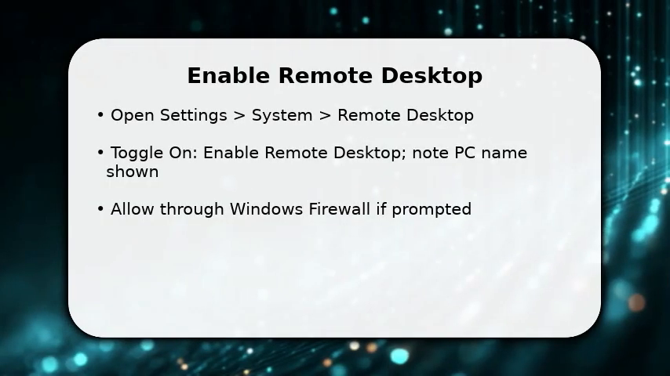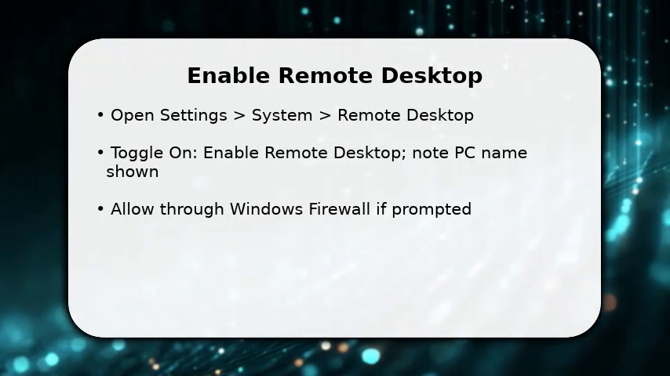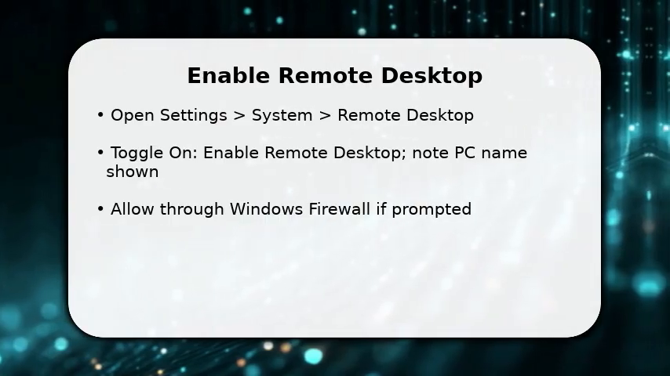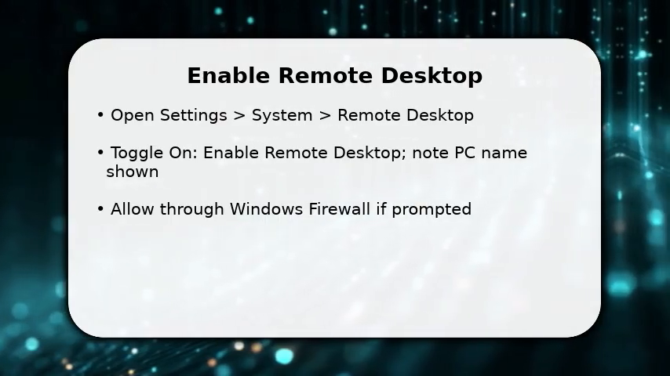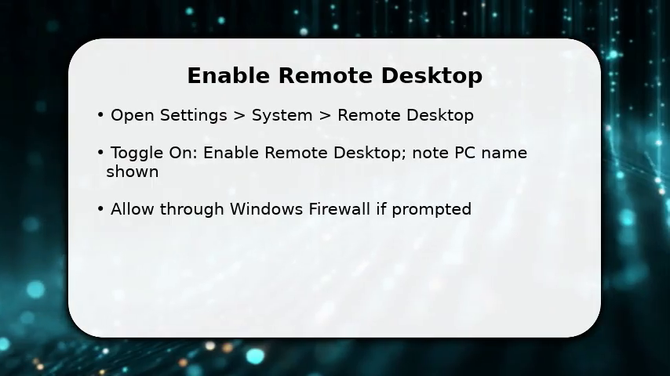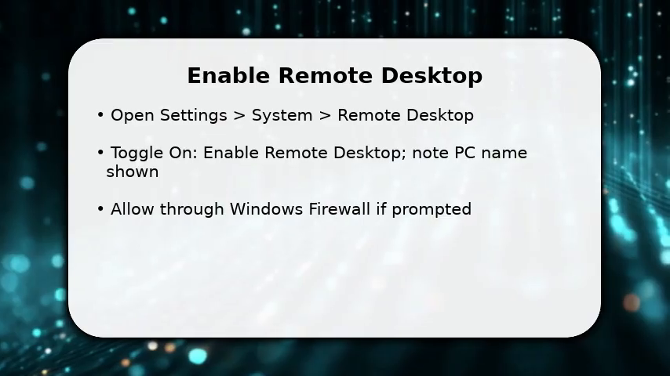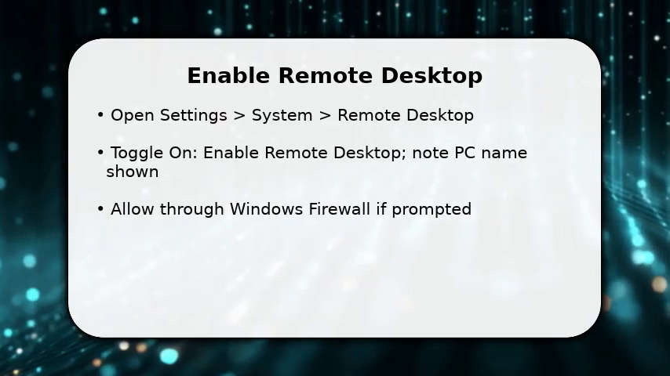You start by enabling Remote Desktop on the host PC. This is required so the machine accepts incoming connections. Open Settings, go to System, then Remote Desktop, and flip the switch to On. Once done, note the PC name exactly as displayed because you will use it to connect.